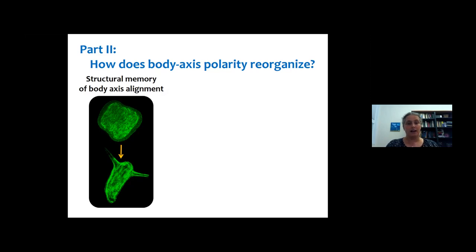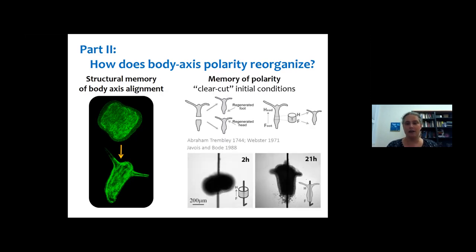We did see that there is asymmetry in the configuration of the defects, where the +1 defects are associated with head formation and the 2+½ defects are associated with foot formation, but it's again unclear what gives rise to this polarity. It's also important to note that in Hydra, it's been known for a very long time that there is a strong memory of polarity during regeneration. This is already evident in the classic experiments done by Tremblay in the 18th century, where he cut an animal in half and saw that the head grows a foot and the foot grows a head.